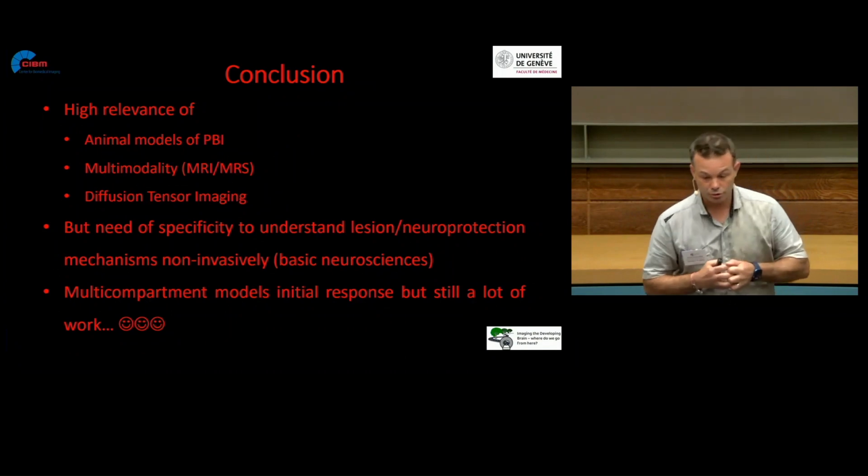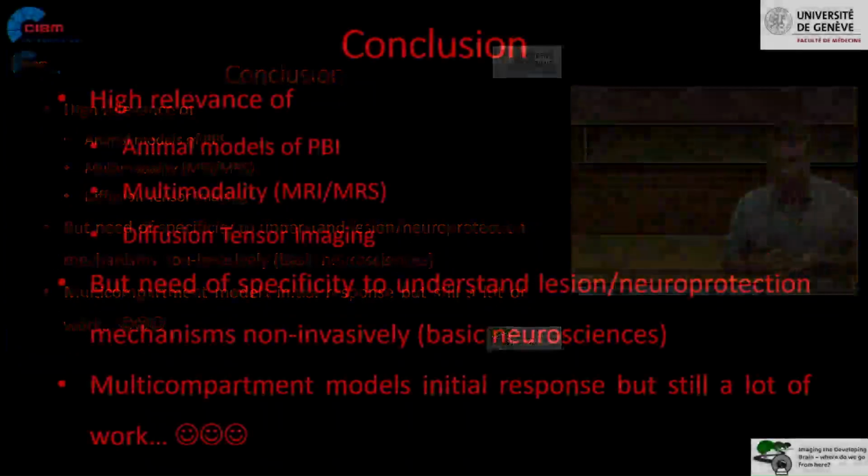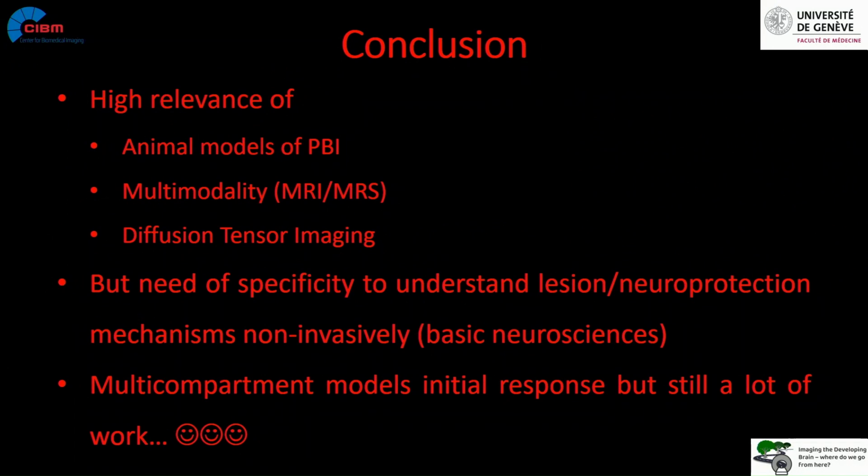Okay, just to conclude, I hope I convinced you about the high relevance of animal models of perinatal brain injuries, of the use of multimodality, so imaging and spectroscopy, of the use of diffusion tensor imaging, which is really a good technique if you want to probe the brain microstructure. But we also need more specificity to understand the lesion and neuroprotective mechanisms non-invasively, and multi-compartment models can be an answer, but there is still a lot of work.